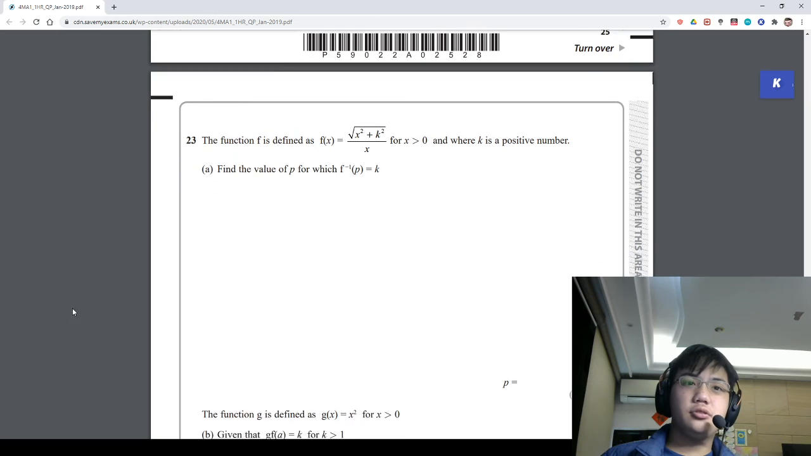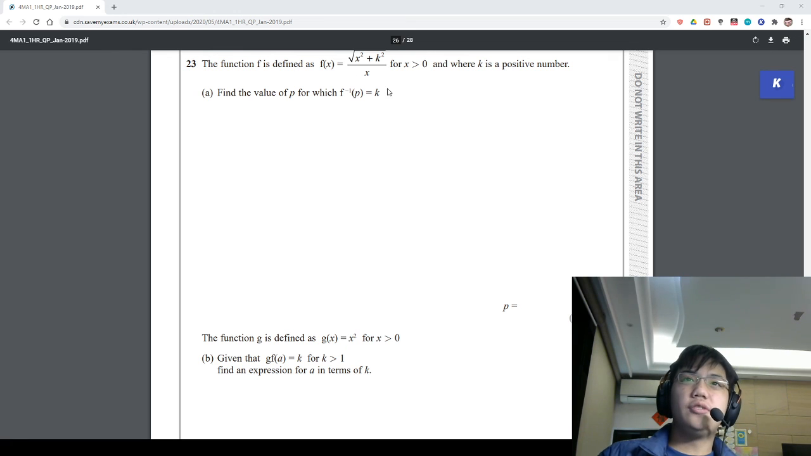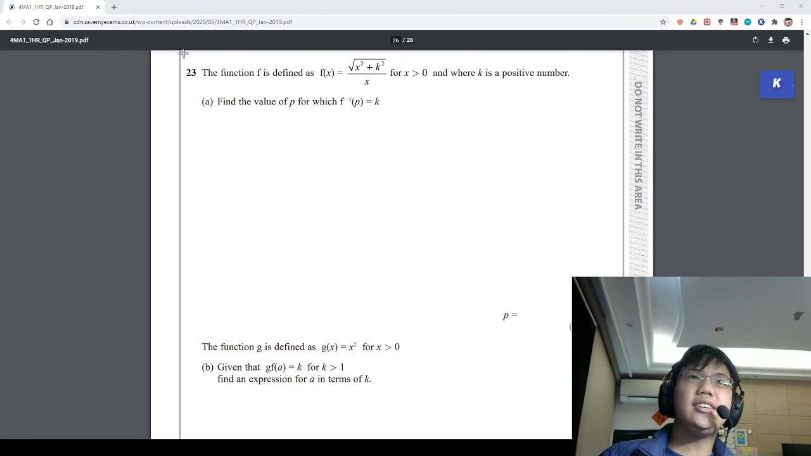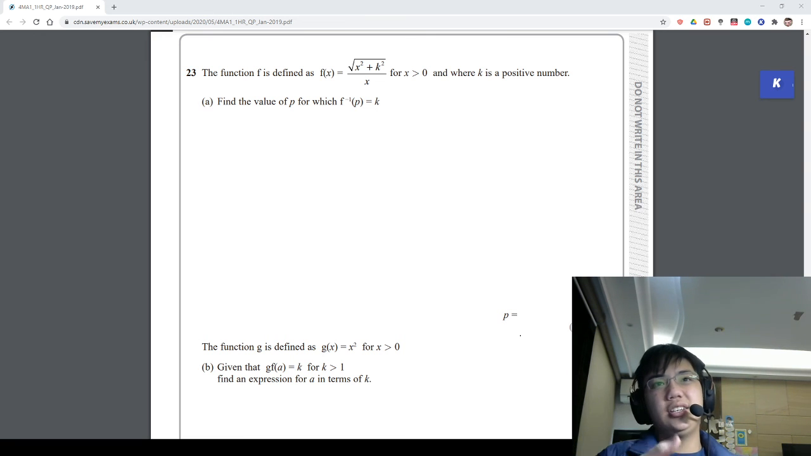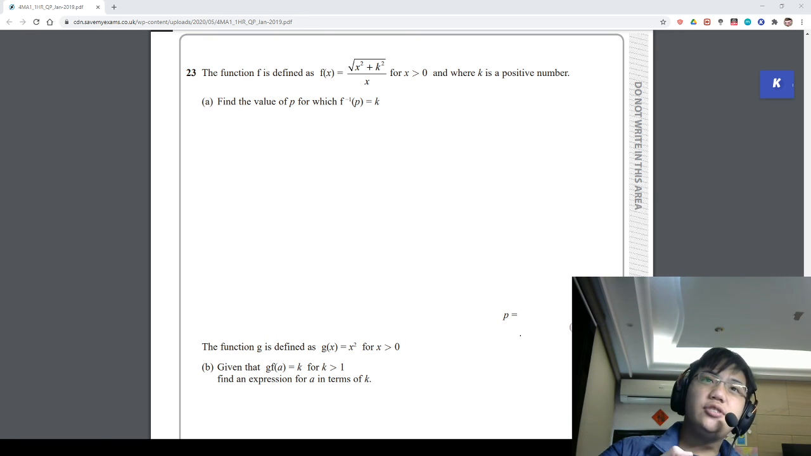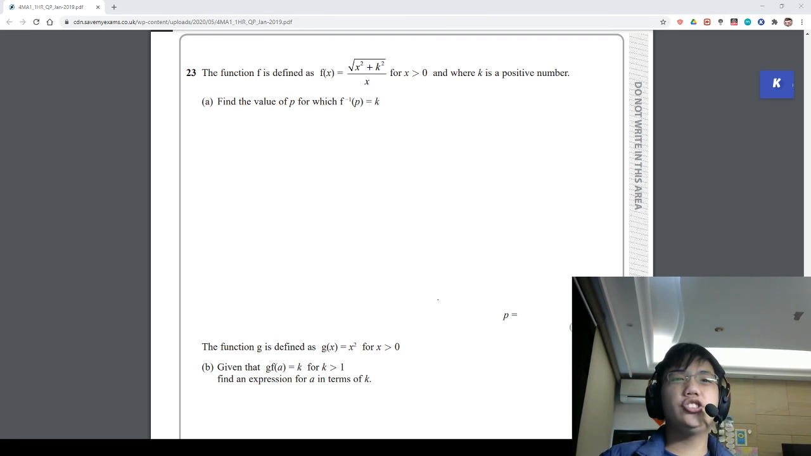The function f is defined as f of x equals the square root of x squared plus k squared over x, for x greater than 0, where k is a positive number. Here we need to find the value of p for which f inverse of p equals k. For part B, we are given another function g, where g of x equals x squared for x greater than 0.